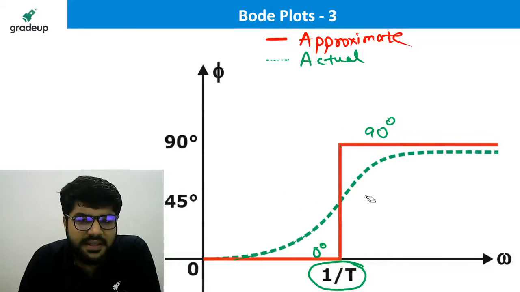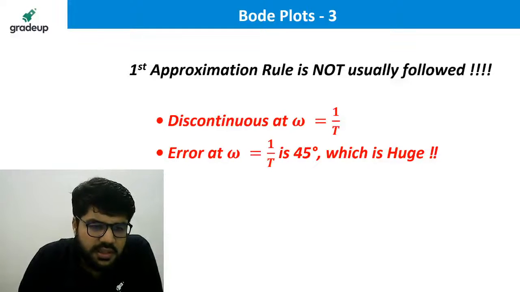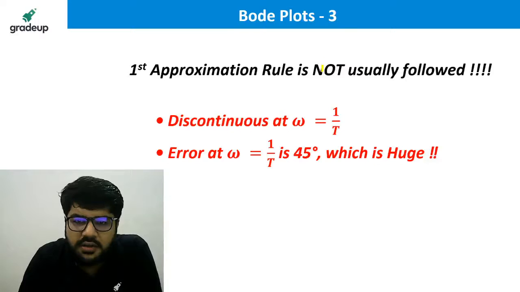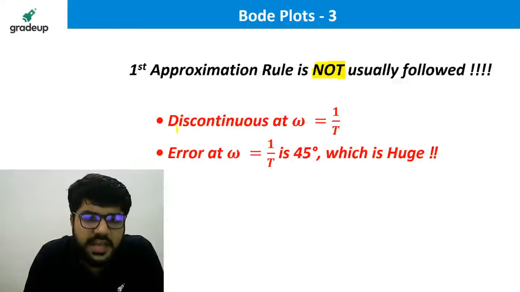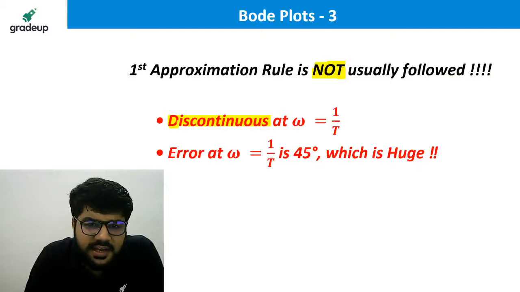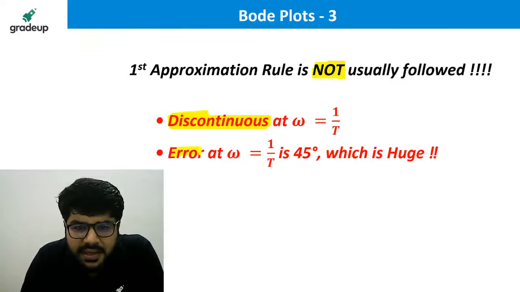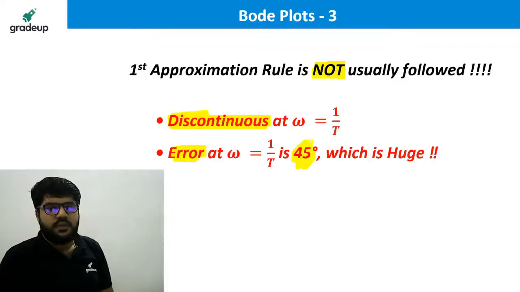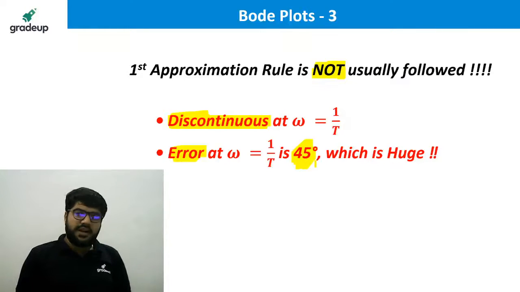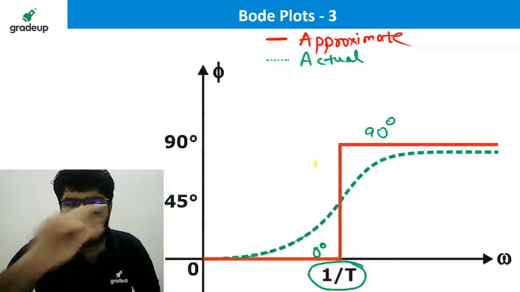Keeping these in mind, the first approximation rule is not usually followed. The reason is, number one, it is discontinuous at the corner frequency, as I have told you, and the second problem is that the error at 1 by t is 45 degrees, which is huge. Got it, everyone? That is why the first approximation rule is not usually followed.